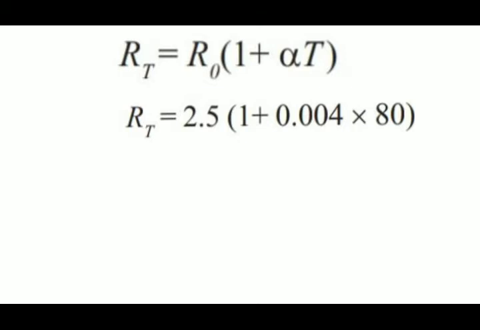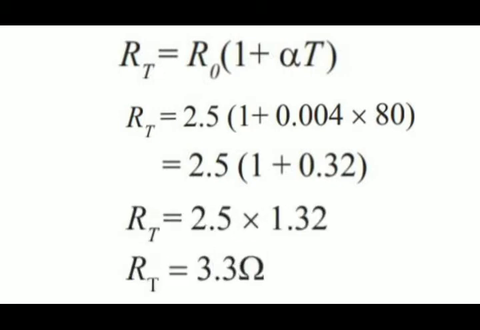So what do we have to do? We have to do the calculation. In the bracket you can see 0.004 into 80, which is nothing but 0.32. So 1 plus 0.32, and finally we have 2.5 into 1.32. So finally the resistance of the platinum wire is nothing but 3.3 ohm at 80 degree Celsius. So this is one of the applications of this derivation, that is, the variation of resistance with temperature.